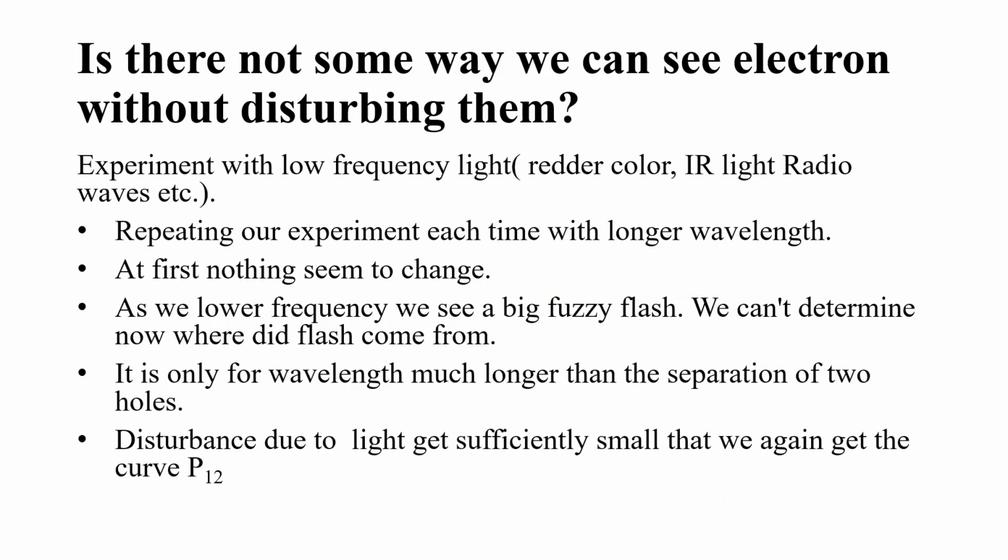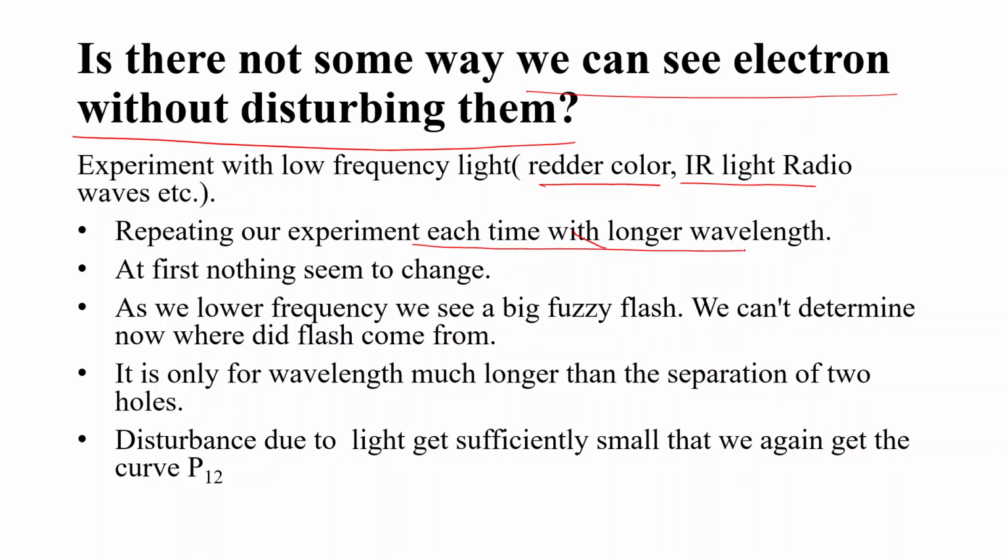Let's move ahead. So, is there not some way we can see the electron without disturbing it? Now this is a question that might pop up in your mind. So for this, we try our experiment with low frequency light. For example, we replace our light source with a redder color or IR light, a radio wave, etc. Now, we repeat our experiment each time with a longer wavelength.